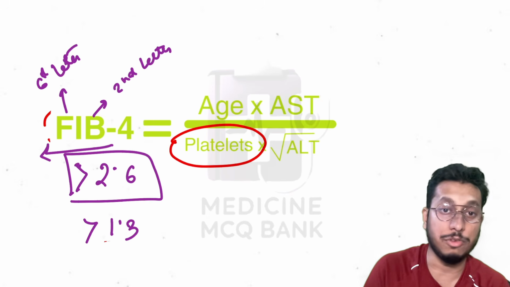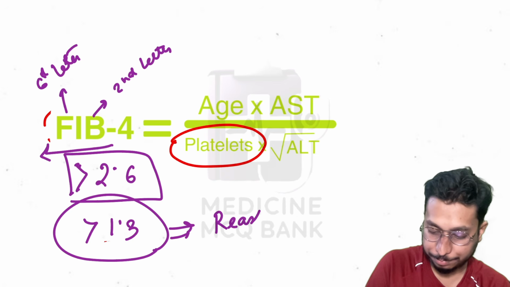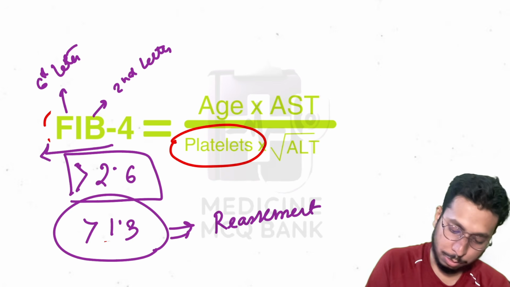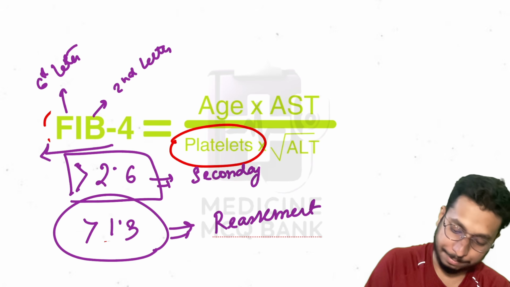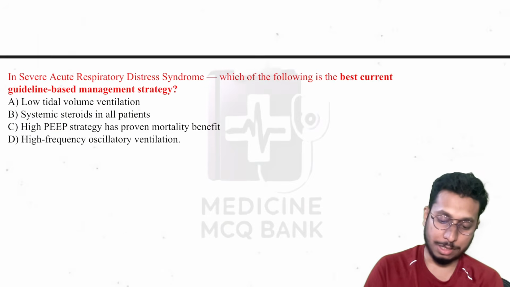So FIB-4 scoring more than 2.6 is very much significant, and more than 1.3, that is half of it, is also significant. At this point, you need to go for reassessment. More than 2.6 is secondary assessment. And more than 1.3 is reassessment. Okay. Let's move to the second question.